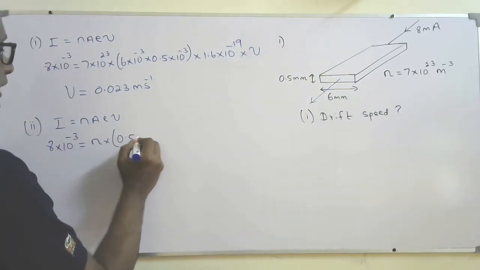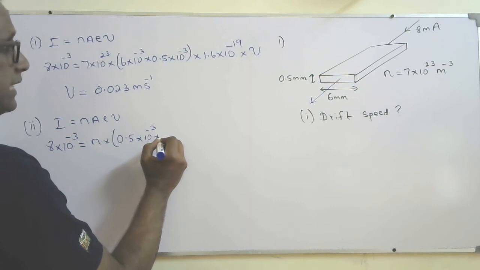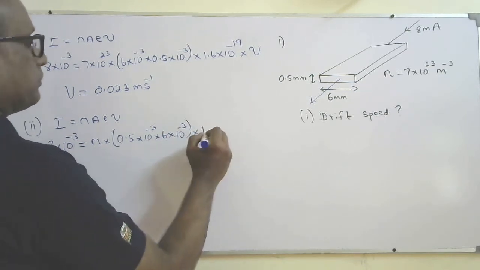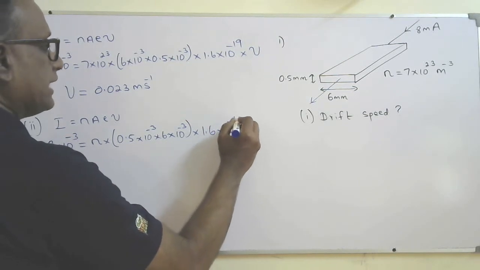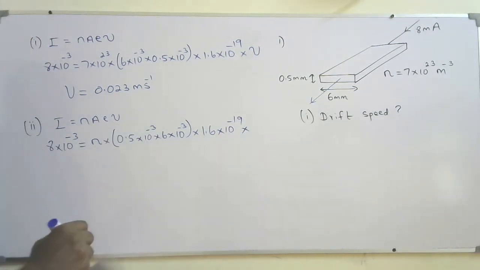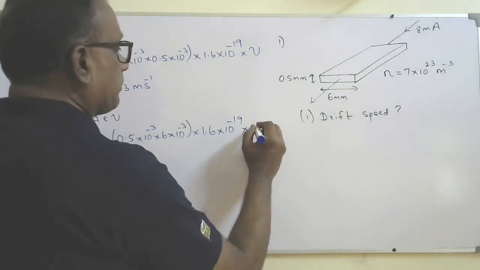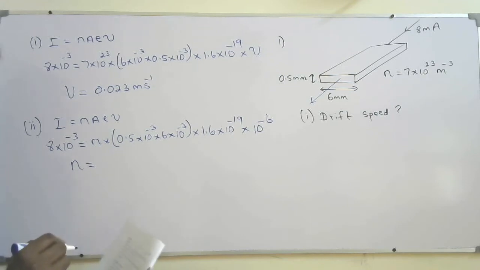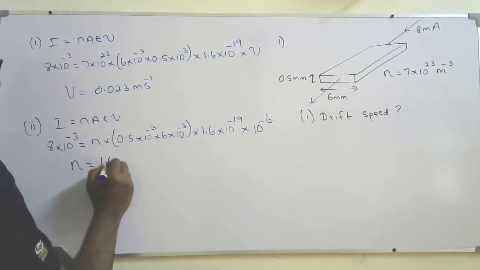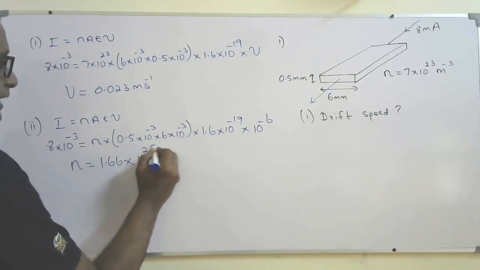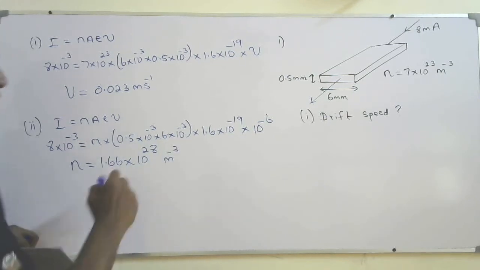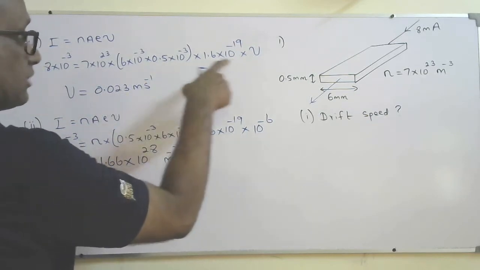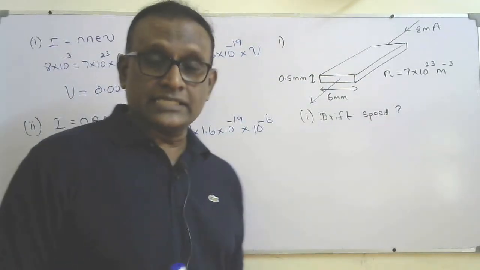So 0.5 into 10 to the power minus 3 into 6 into 10 to the power minus 3 into 1.6 into 10 to the power minus 19, the charge of an electron. Drift speed is given in the second part, that is 10 to the power minus 6. Solve it and find the charge carrier density. You will get 1.66 into 10 to the power 28 per meter cube. You know copper is a conductor, so charge carrier density is more than the semiconductor, which was 10 to the power 23. This is 10 to the power 28.